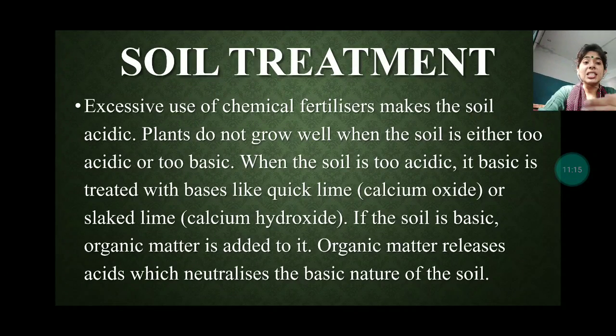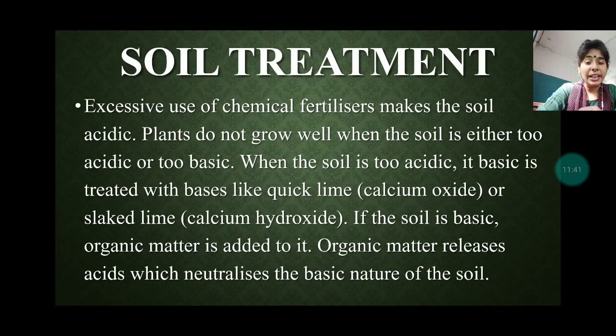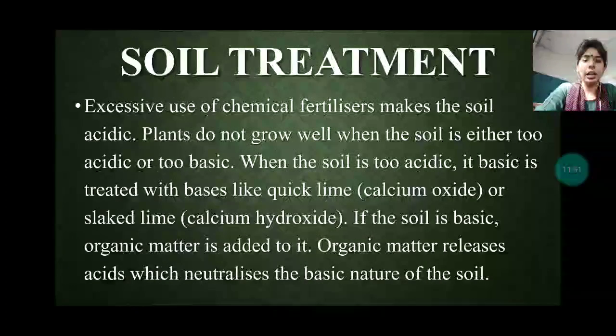So our next topic is soil treatment, in this neutralization only. We know that when a farmer adds a large amount of fertilizer, the soil becomes infertile. As it is chemicals, the soil becomes acidic in nature. And if the soil is acidic in nature, then it will not give us a good yield of crops. Let us see how this soil treatment is done.